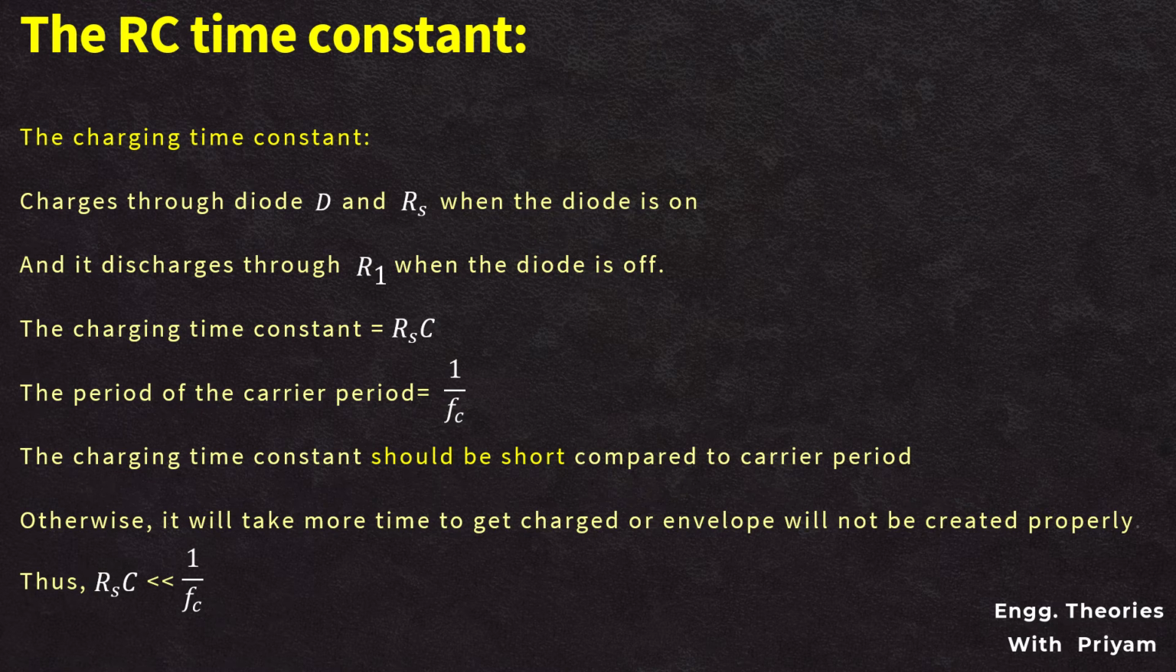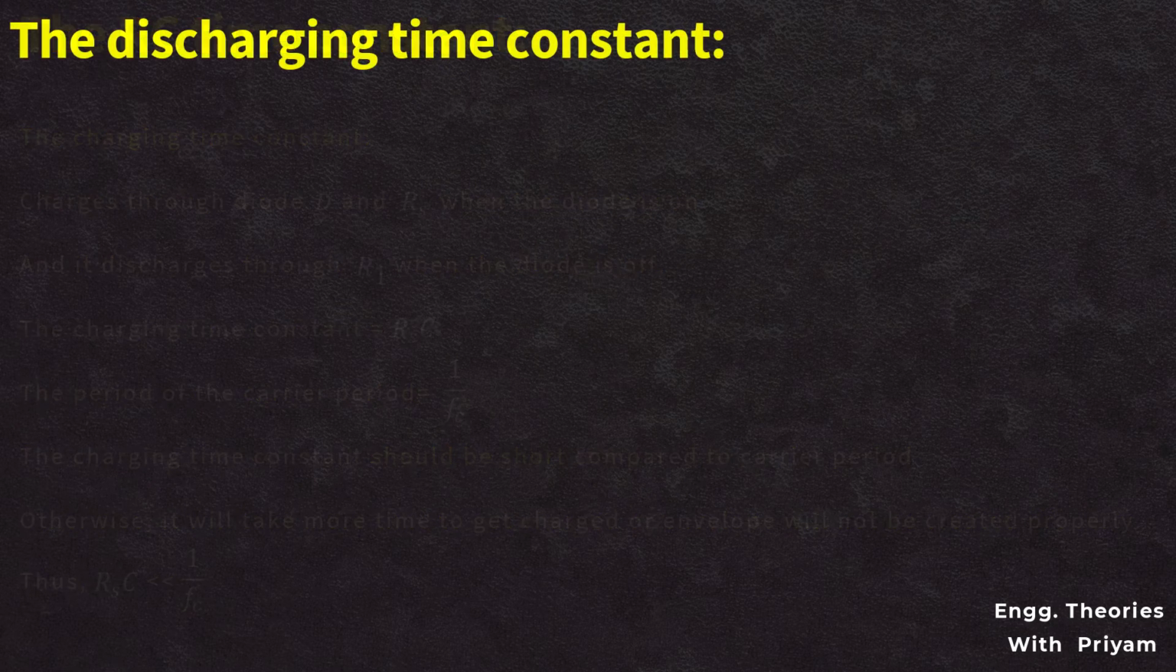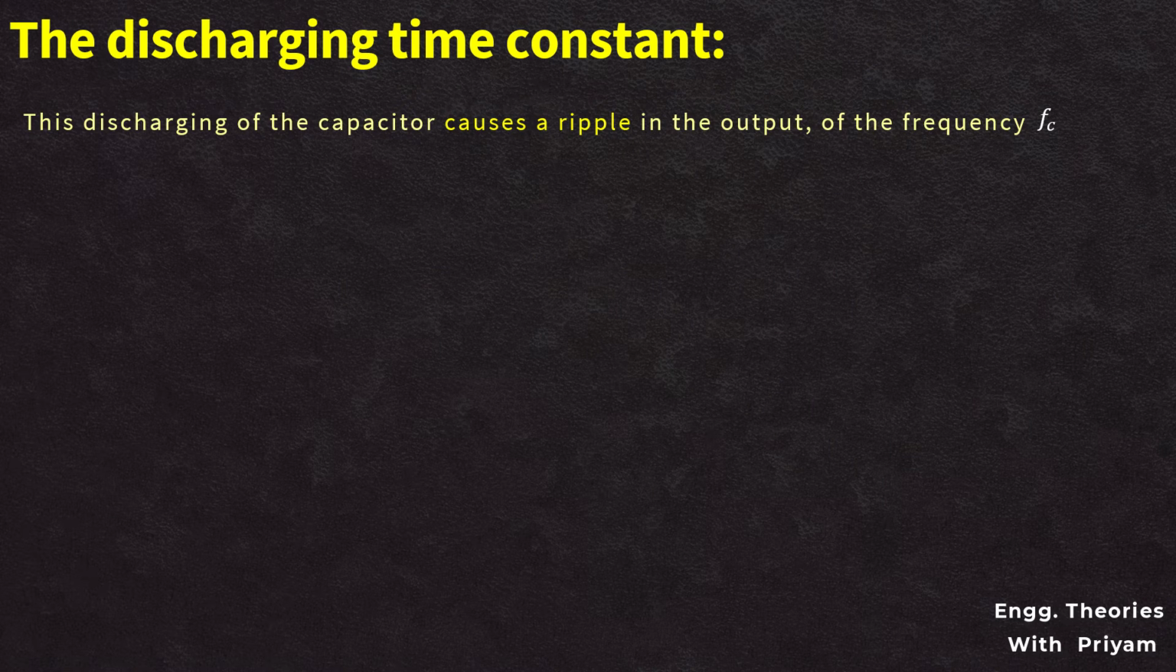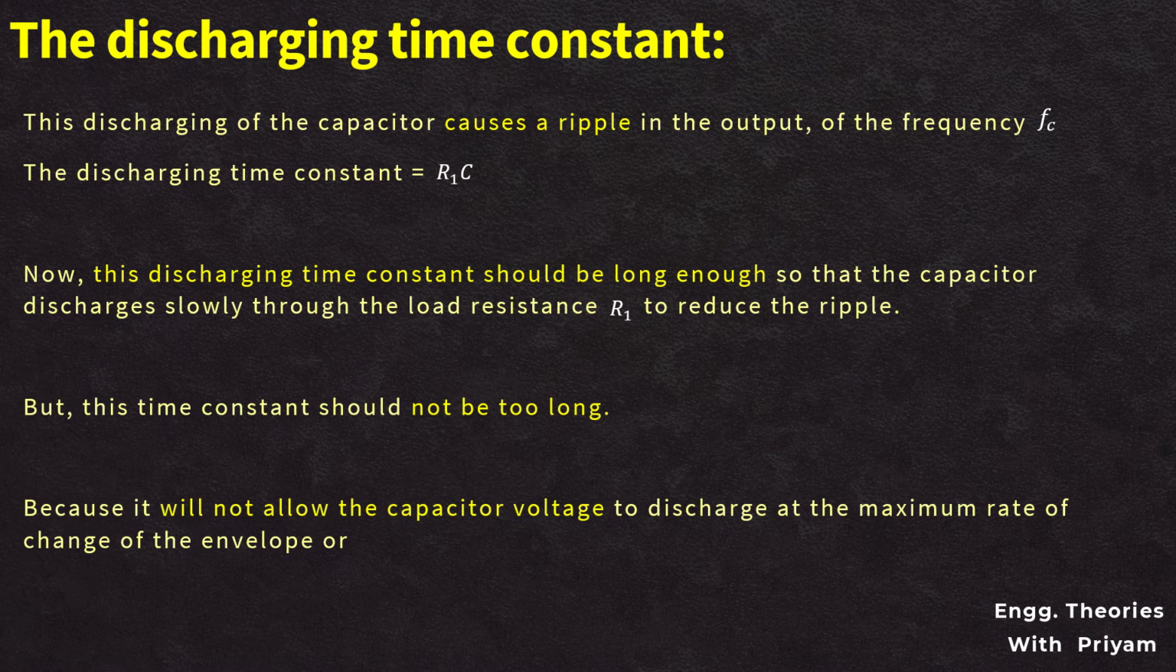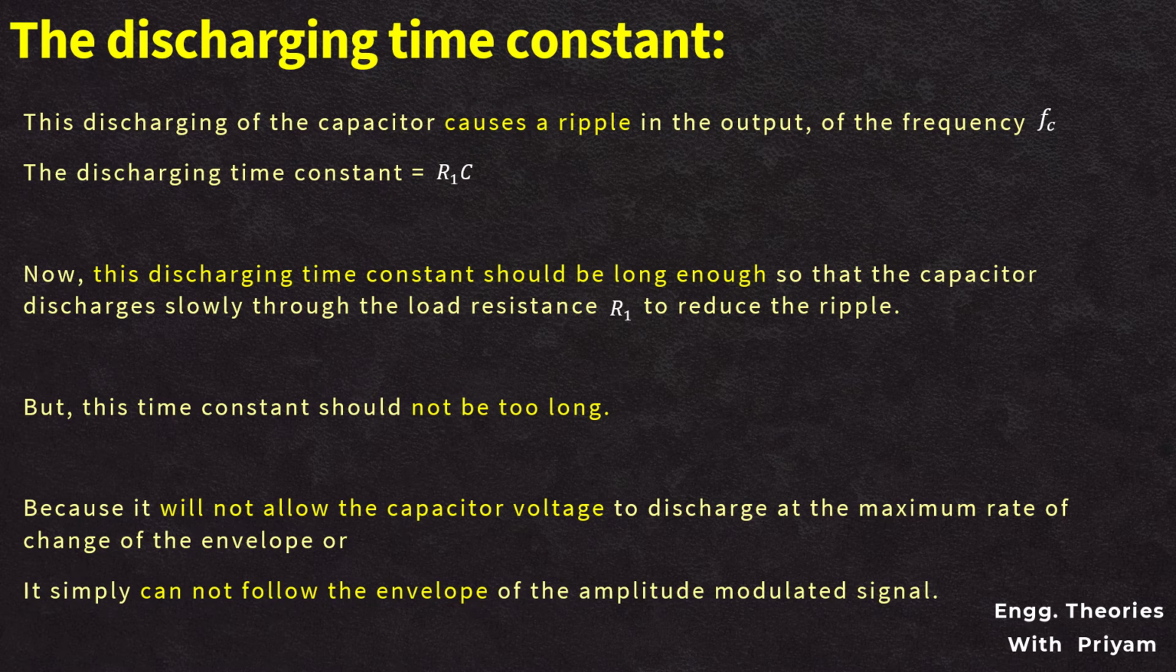When the capacitor is discharging, it discharges between the two positive peaks. This discharging of the capacitor causes a ripple in the output of the frequency Fc, and the discharging time constant is equal to R1C. Now, this discharging time constant should be long enough so that the capacitor discharges slowly through the load resistor R1 to reduce the ripple. But this discharging time constant should not be too long, as it will not allow the capacitor voltage to discharge at the maximum rate of change of the envelope, or it simply cannot follow the envelope of the amplitude modulated signal.